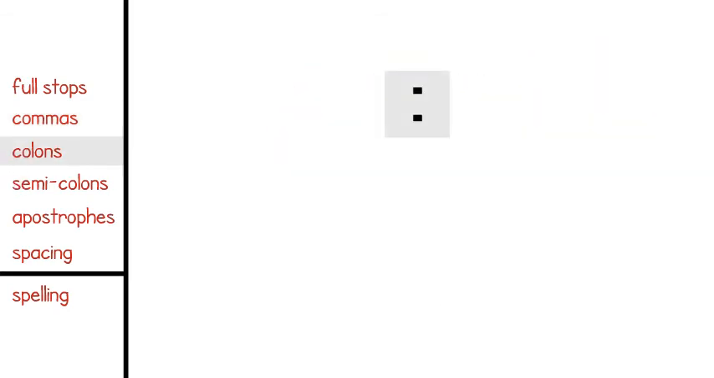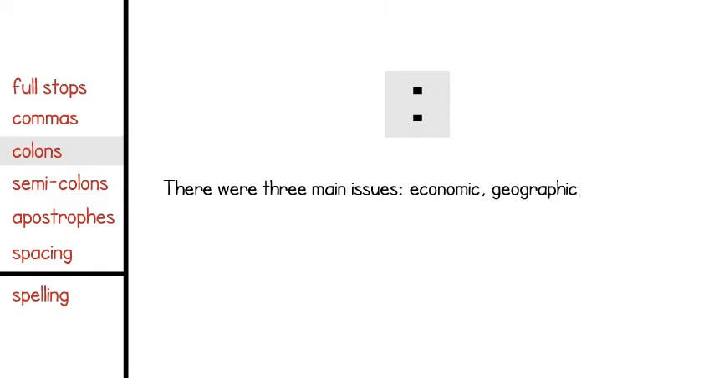Now let's turn to colons. This mark is used to introduce a list. For example, there were three main issues: economic, geographic, and political. The colon means "which is" or "which are." So when we use a colon, we don't need to use these words.